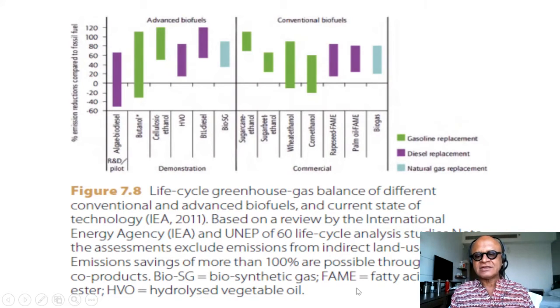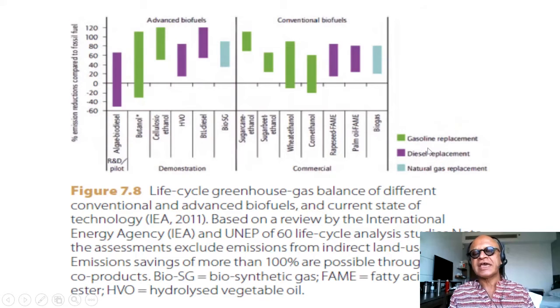Bio-SG is biosynthetic gas. FAME is fatty acid methyl ester. HVO is hydrotreated vegetable oil. So here it is looking at percentage emission reductions compared to fossil fuel. So when it's negative, actually it's doubtful that it's doing reduction. It may be adding. So for example, the algae biodiesel, which is still in the R&D and pilot state, at least at the time of this report, has some negative emission reductions. I hope that means not more than, no, that is actually worse than fossil fuel.